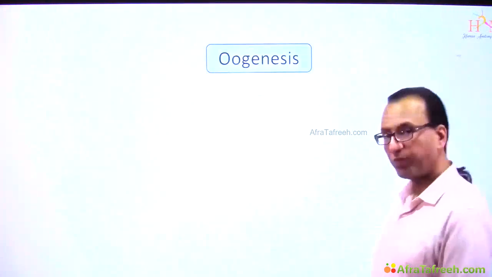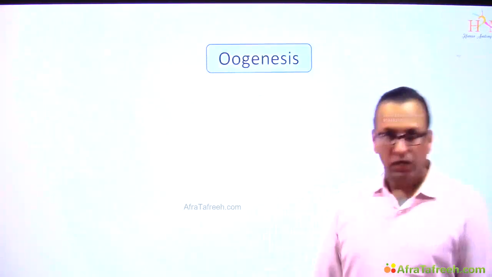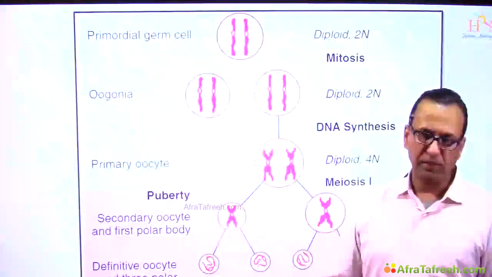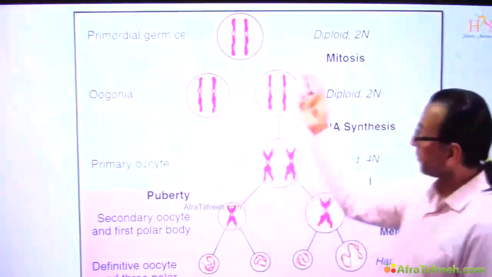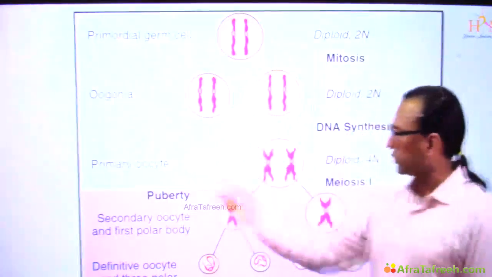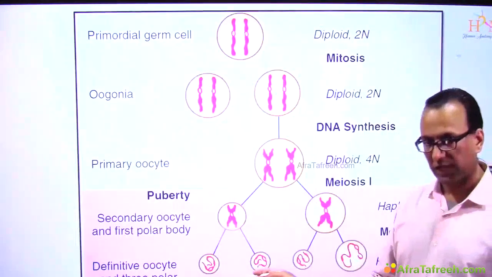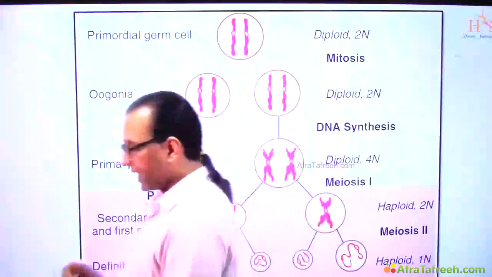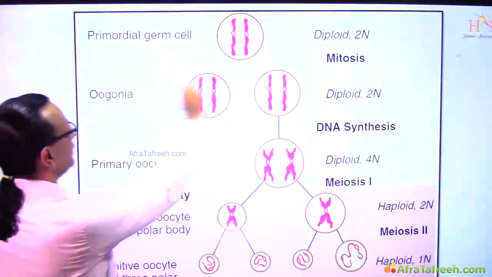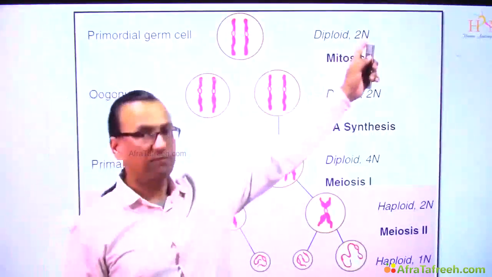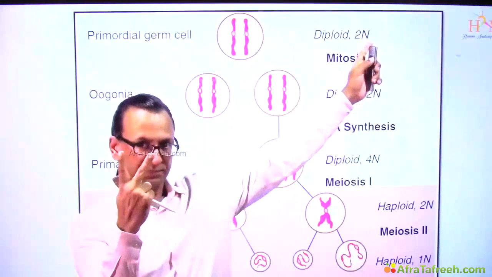Details of oogenesis, you will find that in oogenesis we are going to talk about meiosis 1 and meiosis 2 and some change of chromosome numbers as well. In the beginning, we have a primordial germ cell, which is a diploid cell with 2 units of DNA.